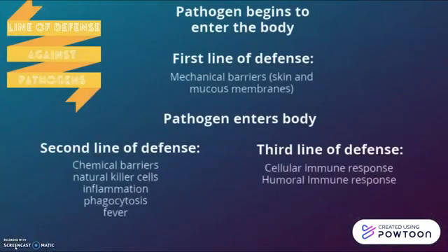The way a pathogen begins to enter the body is through the first line of defense, which is the mechanical barrier, like the skin and the mucous membrane. It then goes to the second line of defense with the natural killer cells, inflammation, phagocytosis, and fever. The third line of defense is the cellular immune response and the humoral immune response.